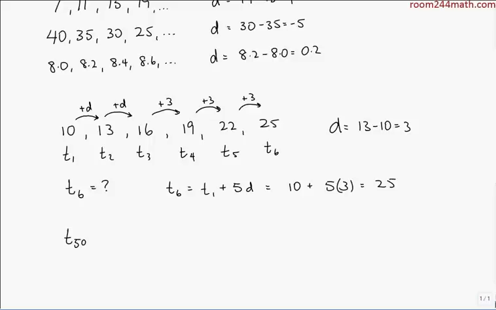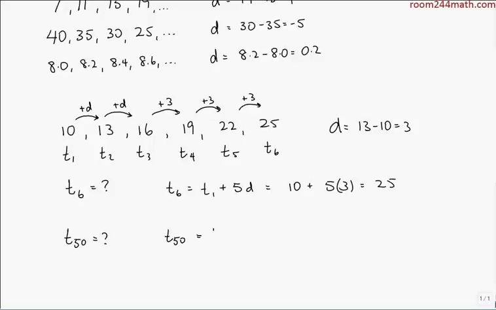We don't want to list out all 50 terms, although I have seen students do it on quizzes and tests. The reason you don't want to do it is because it takes too long, takes up too much room, and there's a large probability that you're going to make a mistake. So let's just analyze what we did above to figure out how we can figure out what T50 is.